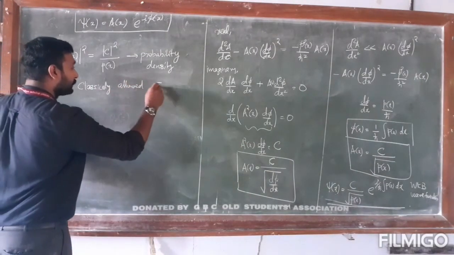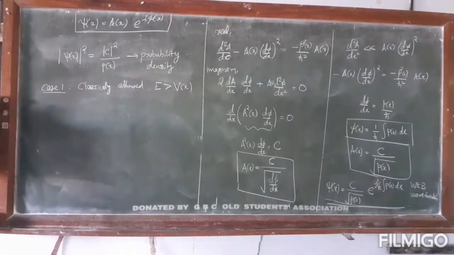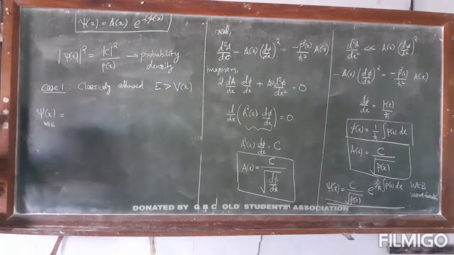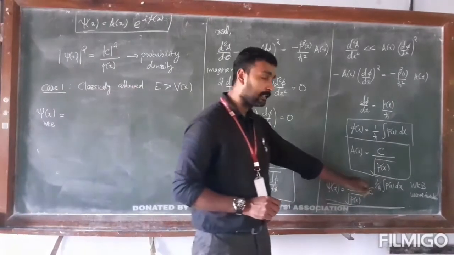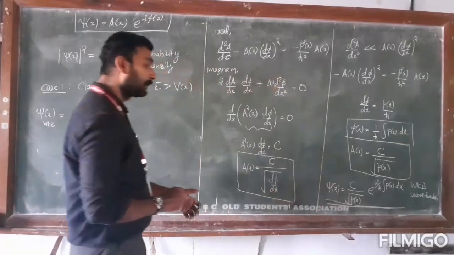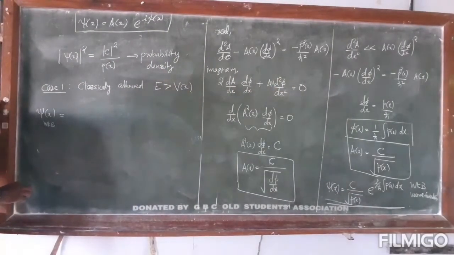So in the classically allowed region, the total energy is greater than the potential. The WKB wave function psi of x, how can I write? There can be two terms, an exponential plus term and an exponential minus term. So we can write the more general wave function for the classically allowed region.